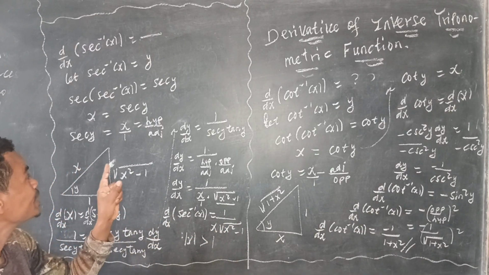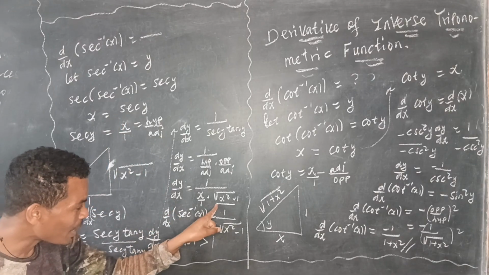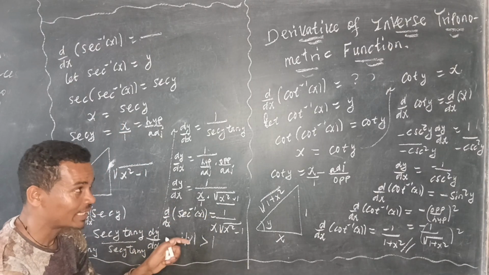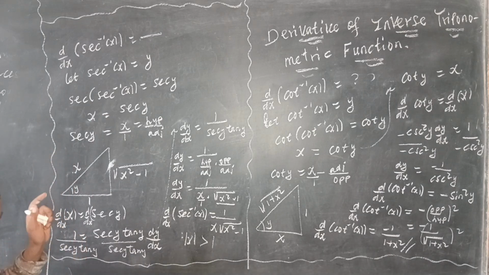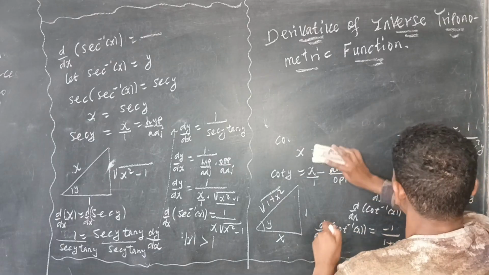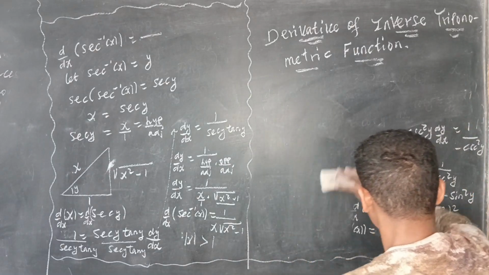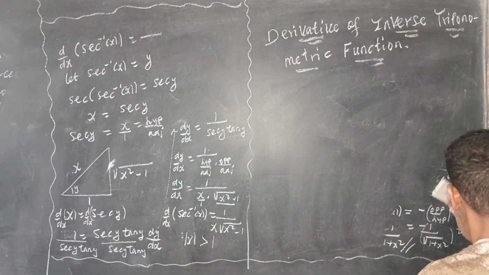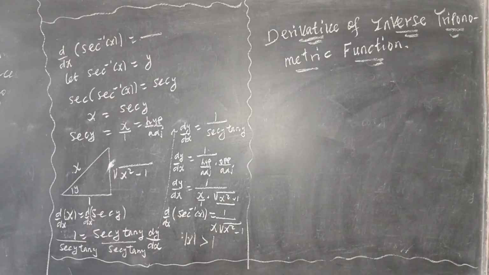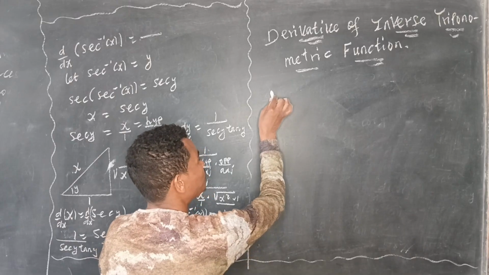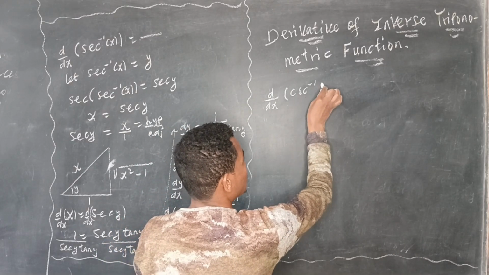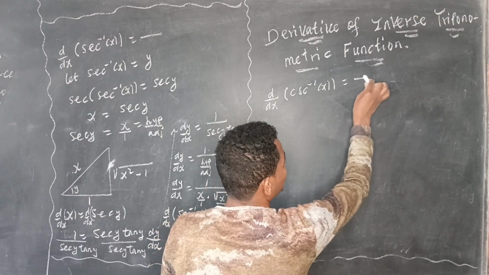And they do have the same ratio with cosec, which will be minus 1 over x radical x square minus 1. Let's check it. The derivative of cosec inverse of x. That is the final one: d by dx of cosec inverse of x is equal to blah.